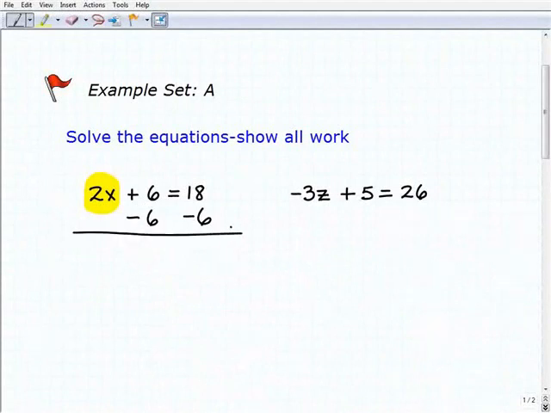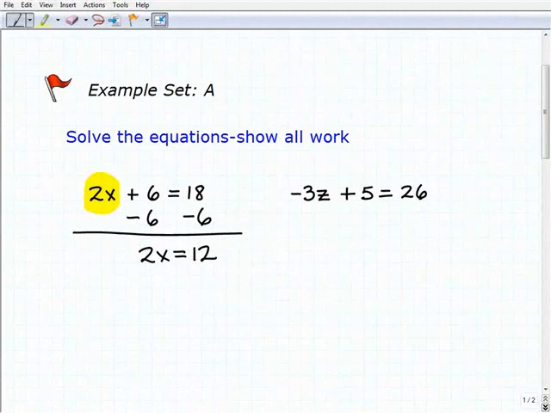Notice how I'm writing everything. I'm subtracting 6 underneath the 6, and I've got the minus 6 underneath the 18. That's exactly how you should be modeling your work after the way I'm doing it. When I add down the columns here, I get 2x plus nothing is 2x. And then the 6's go away: 6 plus a negative 6 is 0. That's equal to 18 plus negative 6, which is 12. So that's step one.